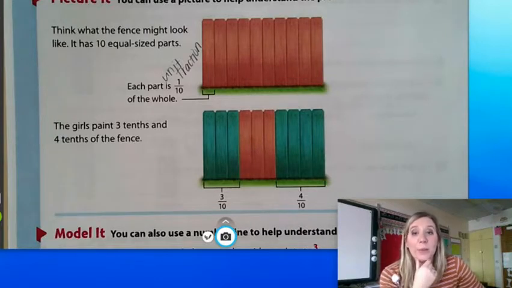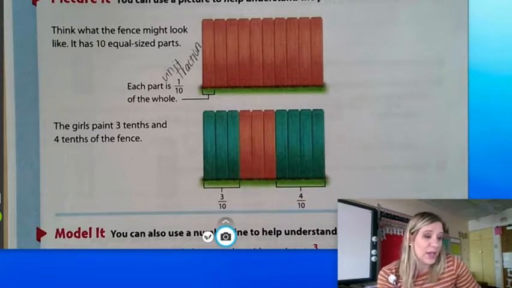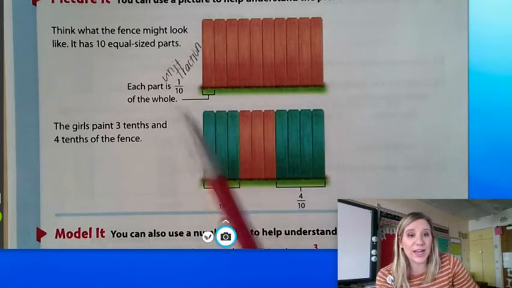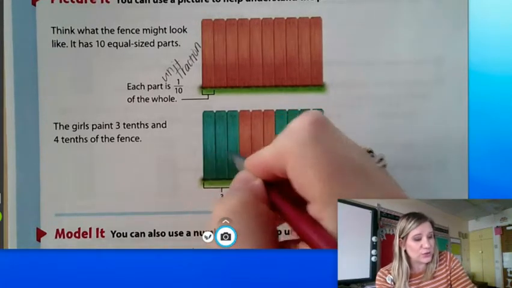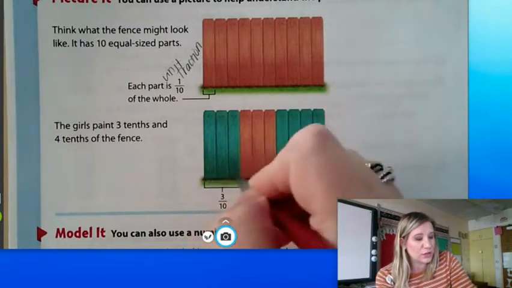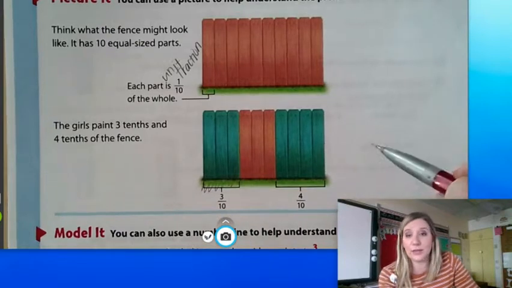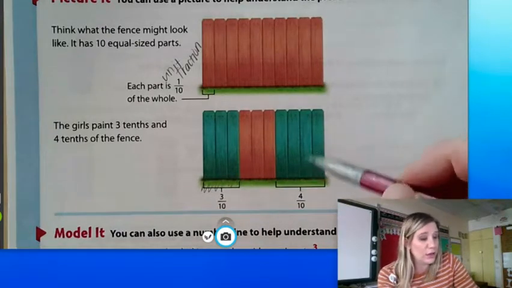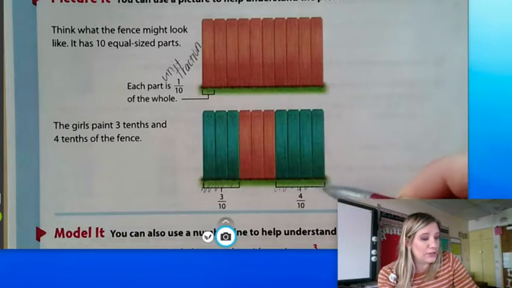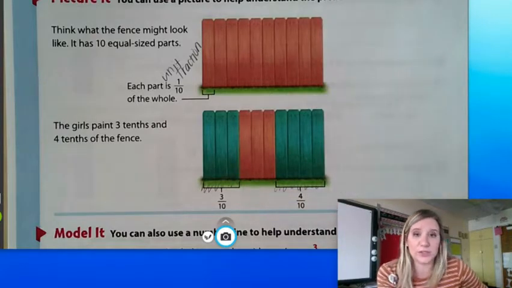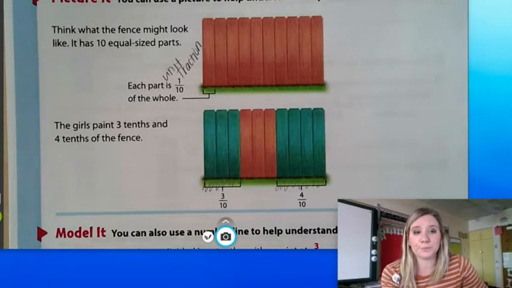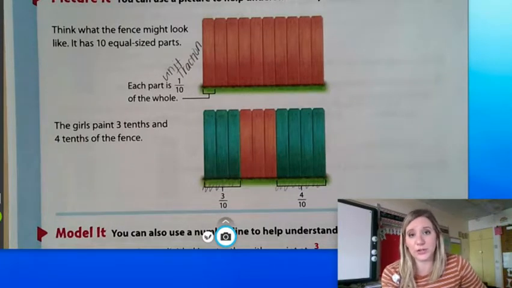So if the girls paint 3/10 and 4/10, we can just think of each one as 1/10. So 1/10, 2/10, 3/10. That's Josie's part right here. And then same thing, if the boards are over here as 1/10, we can think 1/10, 2/10, 3/10, 4/10 for it to be equal to Margot's part that she painted. So that's one way you can do it. You can picture it.